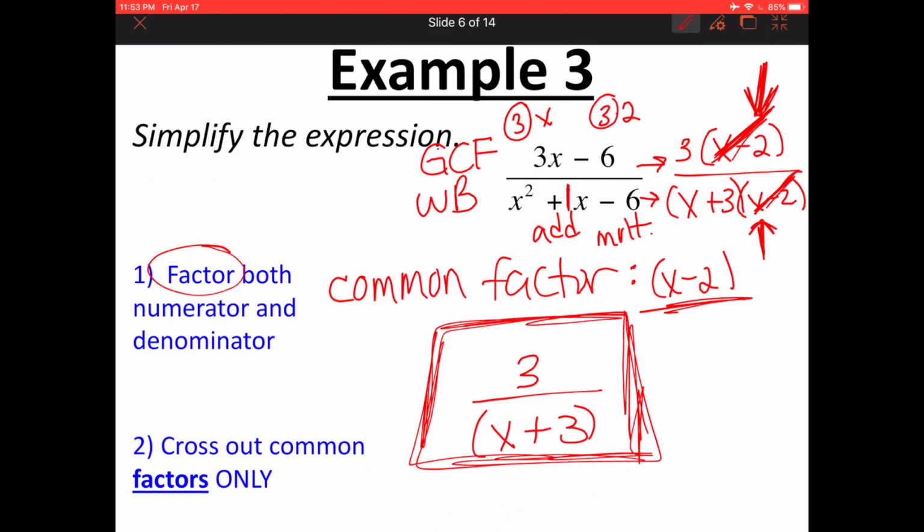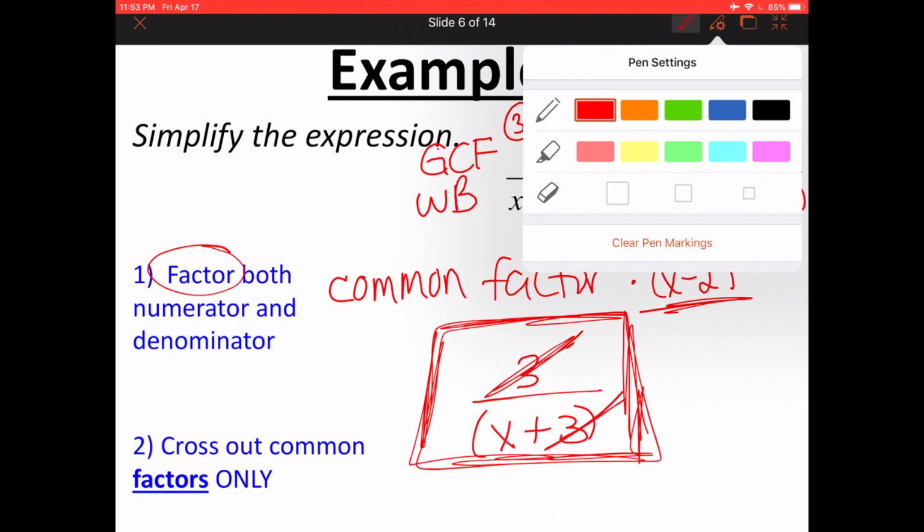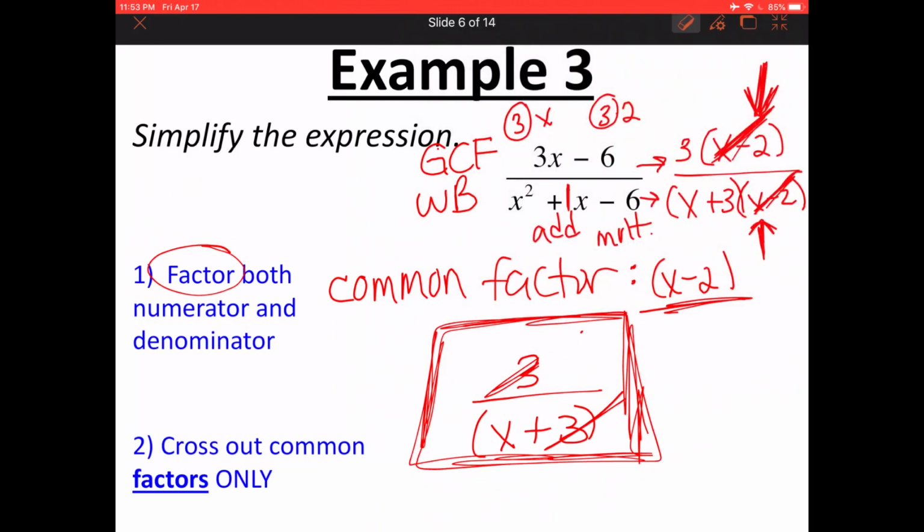Remember, guys, please, please, please, you cannot cross those 3's out, okay? That is totally wrong if you do that. You cannot cross those 3's out because the plus keeps the 3 on the bottom married to that x. This plus means that you cannot separate. So your final answer is just 3 over x plus 3.